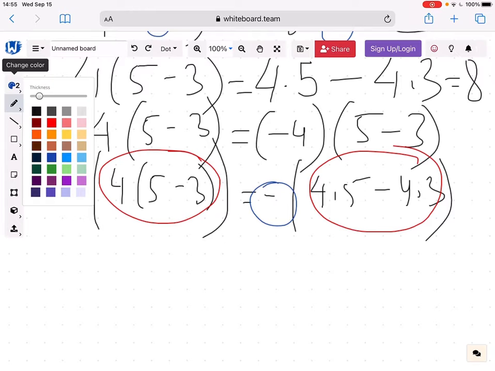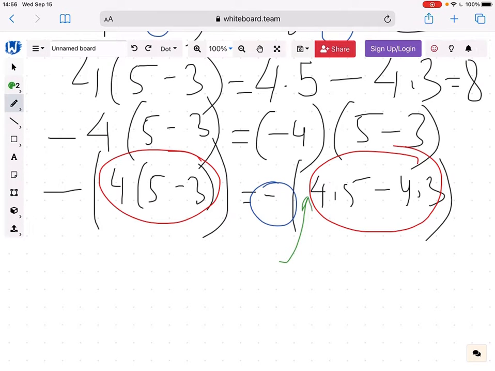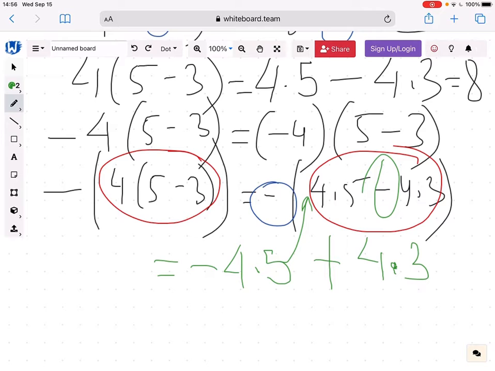So if you look here, we have plus. If there's nothing, it's plus. So plus becomes minus, and we get minus 4 times 5. But then here we have minus, and minus and minus together multiply to give you plus. So we get plus 4 times 3. Now again, if you do the math, you get minus 20 plus 12, you get minus 8. And that's what we wanted to get, okay?